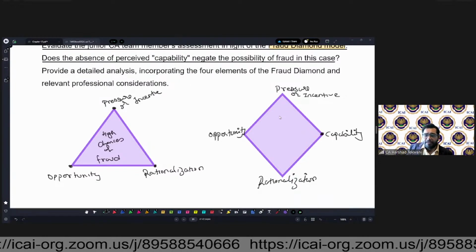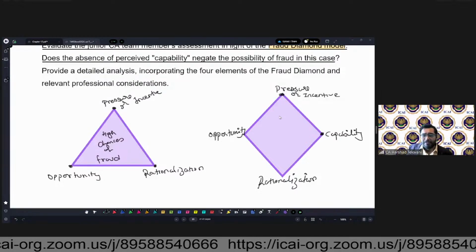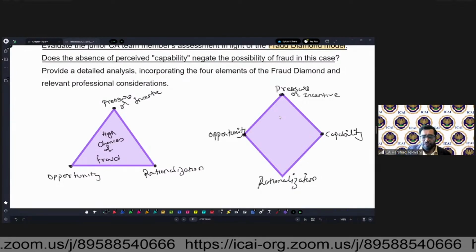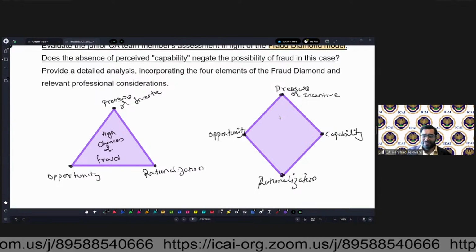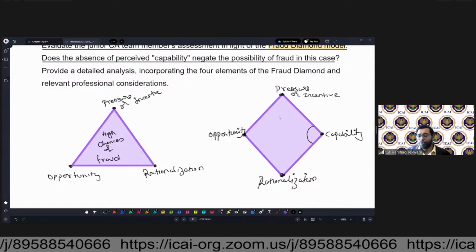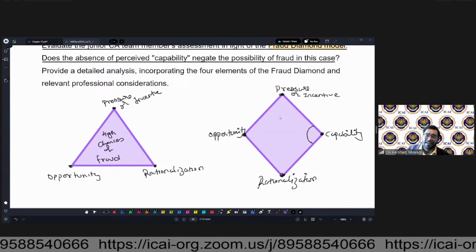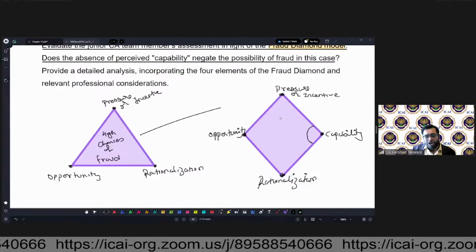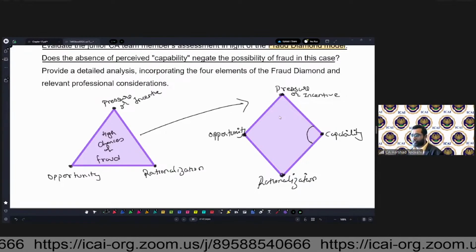If the person is under pressure or has an incentive, even if he has the opportunity, there are weak internal controls, and he can still rationalize, he still needs the skill or capacity to conduct the fraud. That is the capability in the diamond model. So this is how the fraud triangle to diamond transition happens.